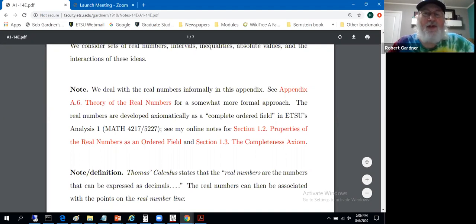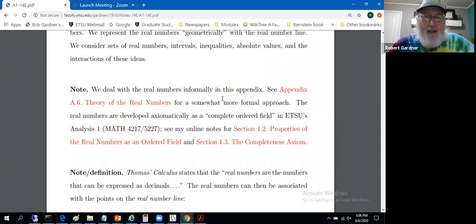Now we're going to deal largely informally with the real numbers in this appendix. Appendix A6, Theory of the Real Numbers, is still pretty much informal as well, but it lays out a little more precisely what the real numbers are. The real numbers are a complete ordered field.